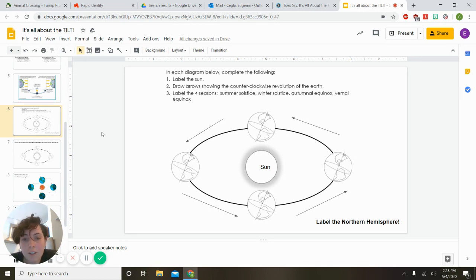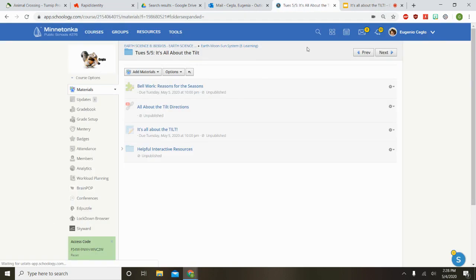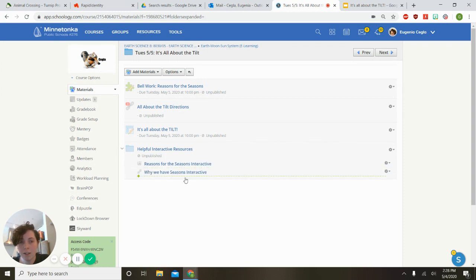And if you're not great at doing this in your head, there are a couple of resources in today's folder that could help you out. So here is what your folder looks like for today. Down at the bottom here, you have helpful interactive resources. In here, I have two different websites that go through the seasons and take a look at where the Earth is positioned and what its tilt looks like. I'm going to use this top one as an example today. I like both of them, so whichever one you feel most comfortable with using, you can take a look at.